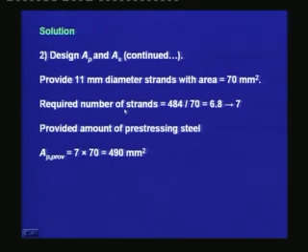Provide 11 millimeter diameter strands with area 70 millimeter square. Thus, at this stage we are selecting what type of strands we shall use for prestressing, and the required number of strands is equal to 484 divided by 70 is equal to 6.8, which is rounded off to 7. Provided amount of prestressing steel is AP provided equal to 7 times 70 is equal to 490 millimeter square. Thus, the amount of prestressing steel for the primary longitudinal reinforcement has been designed at this stage, and it is 7 of 11 millimeter diameter strands.